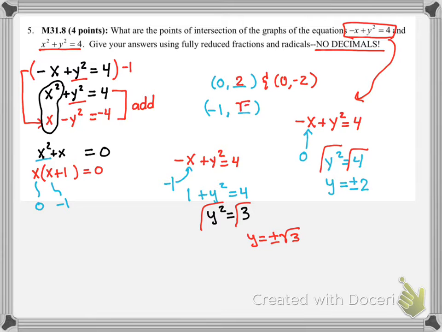Square root of 3. And that same -1 goes with negative square root of 3. These are the 4 correct answers for this problem.